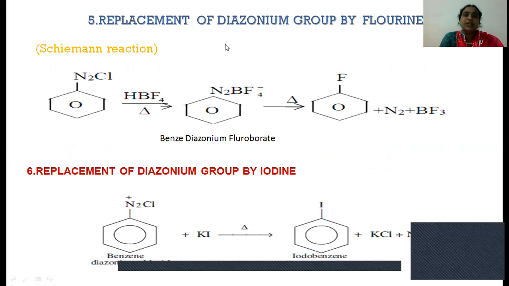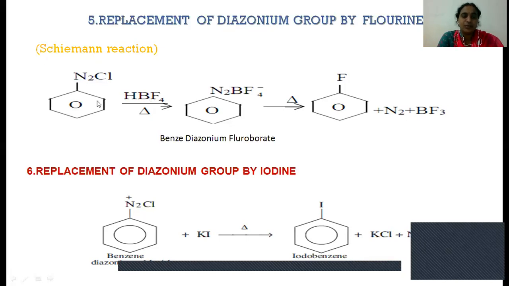And the next reaction is replacement of the diazonium group by fluorine. This reaction is called Schiemann's reaction. So here, benzene diazonium chloride reacts with hydrogen tetrafluoroborate. In this reagent, H is acting as a cation, H plus, whereas BF4 is an anion.